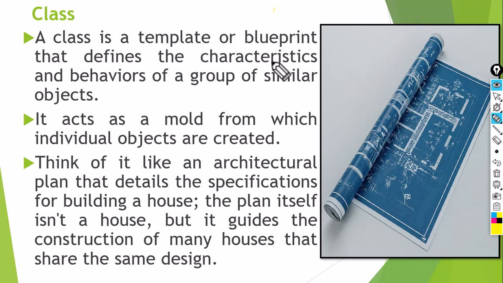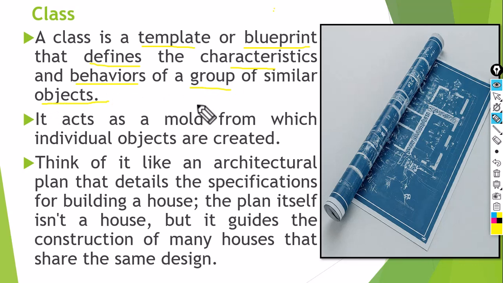A class doesn't represent a specific object. It defines the common properties and functionalities applicable to a category of objects. As you can see here, it is a template or a blueprint that defines the characteristics and behaviors of a group of similar objects.